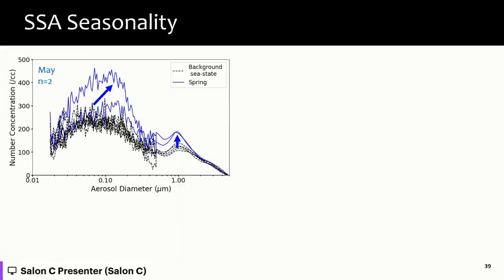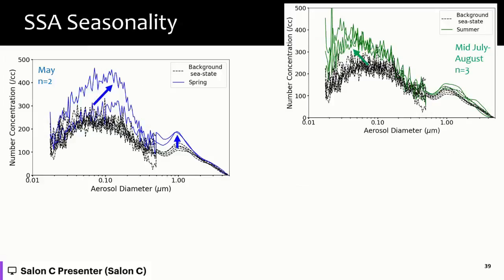The first is what we attributed at first to the spring bloom, which happened in May. This was only two of our samples, but what you see is that the accumulation mode particles became more numerous and slightly larger. And then the size distribution went back to that background state. But then in July to August, this distribution changed again, and we saw more smaller particles occurring.